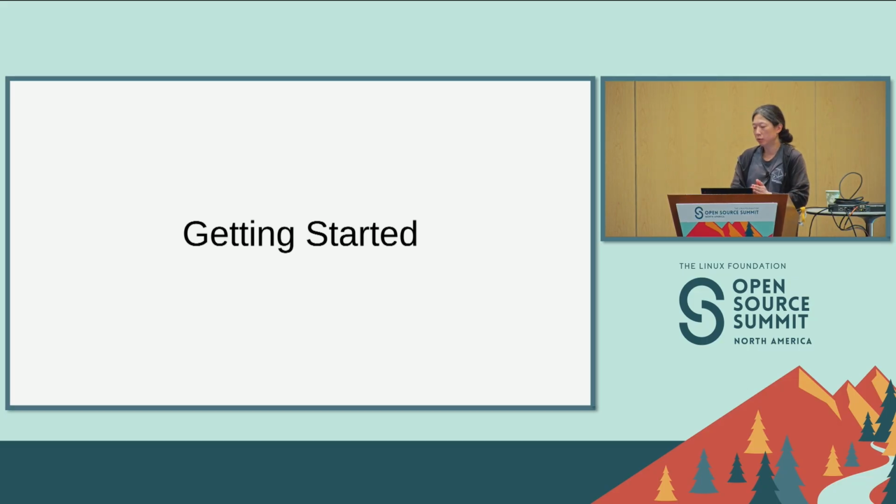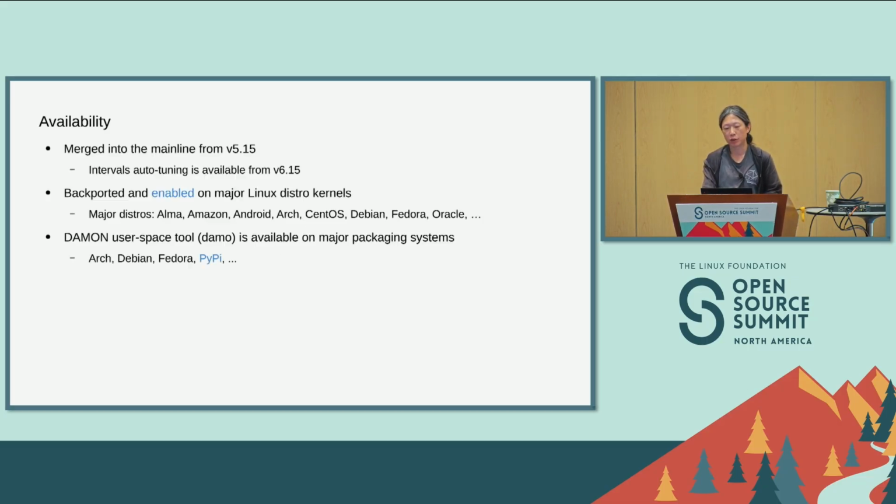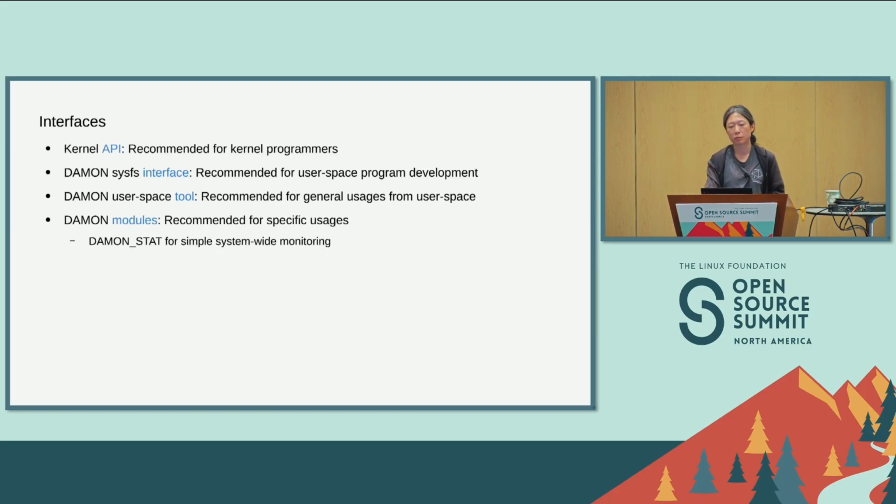So that's all the technical part I wanted to discuss today. And just for your more information on using DAMON: DAMON has been merged into the mainline starting from 5.15, and many distros have backported that to their kernel and also enabled that. And the DAMON user space tool is also widely available. There is a kernel API if you are a kernel programmer, a DAMON sysfs interface if you are a sysadmin, and also the DAMON user space tool that you can use. And also there are some DAMON modules that are specially optimized for a given use case, like DAMON Stat for basic system data access monitoring.